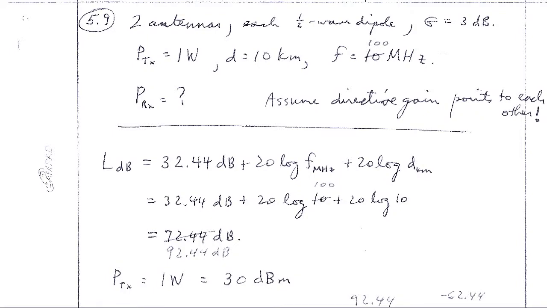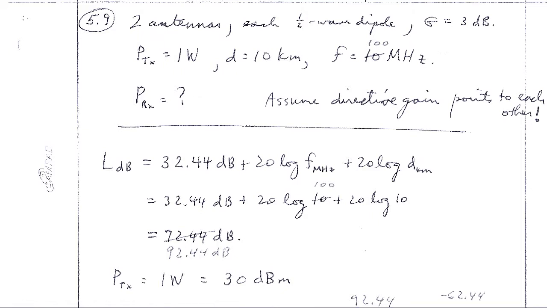Okay, in this video I'm showing the solution to problem 5.9 from Stallings. We have two antennas. They're both dipoles. They both have a directive gain of 3 dB. And they're separated by 10 kilometers and using a frequency of 100 megahertz. We have a transmitted power of 1 watt and we want to know what is the received power.